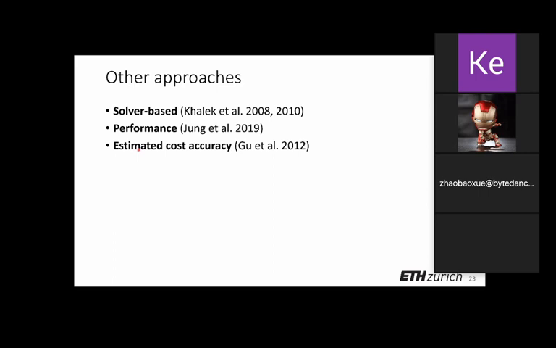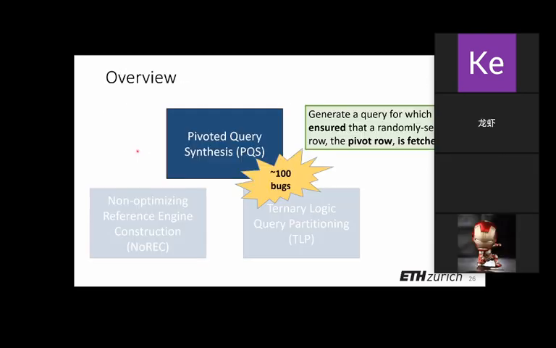And this is where our work comes in. We have been working on 3 testing approaches to finding logic bugs, namely PQS, non-optimizing reference engine construction, NoREC, and ternary logic query partitioning, TLP. Pivoted query synthesis is a general technique where the idea is that we want to generate a query that is guaranteed to fetch a randomly selected row, which we refer to as the pivot row. And this technique allowed us to find about 100 bugs.